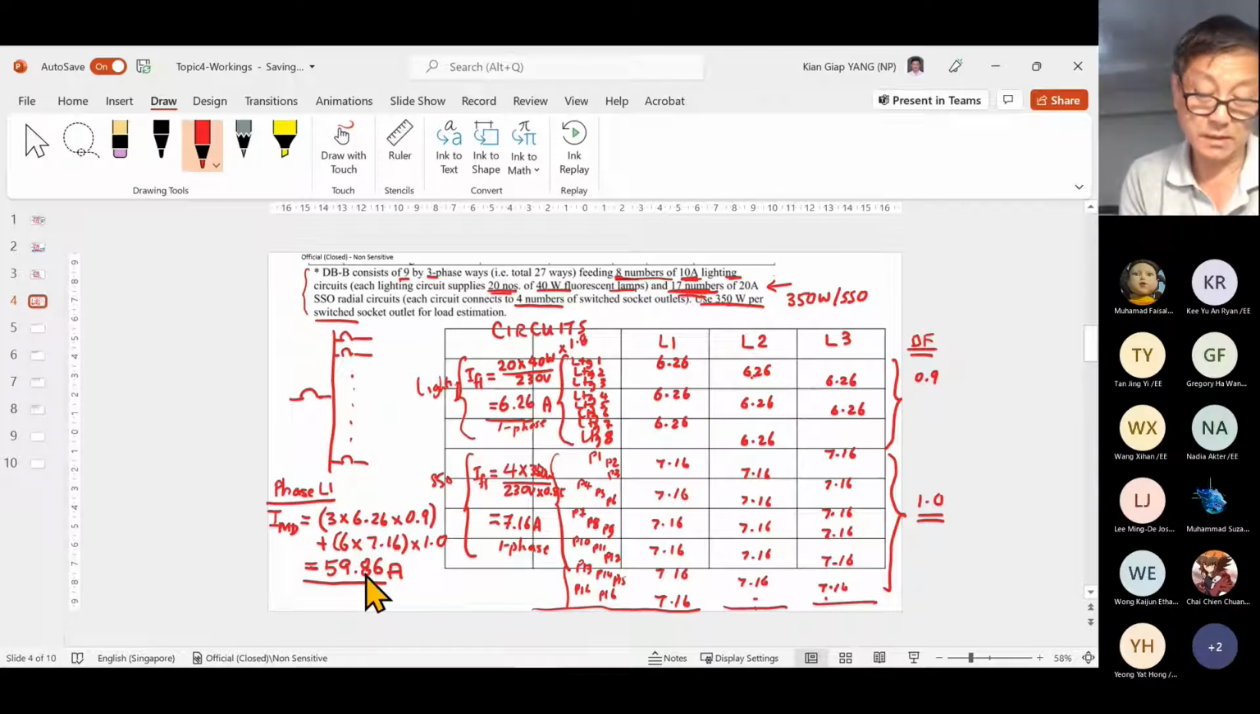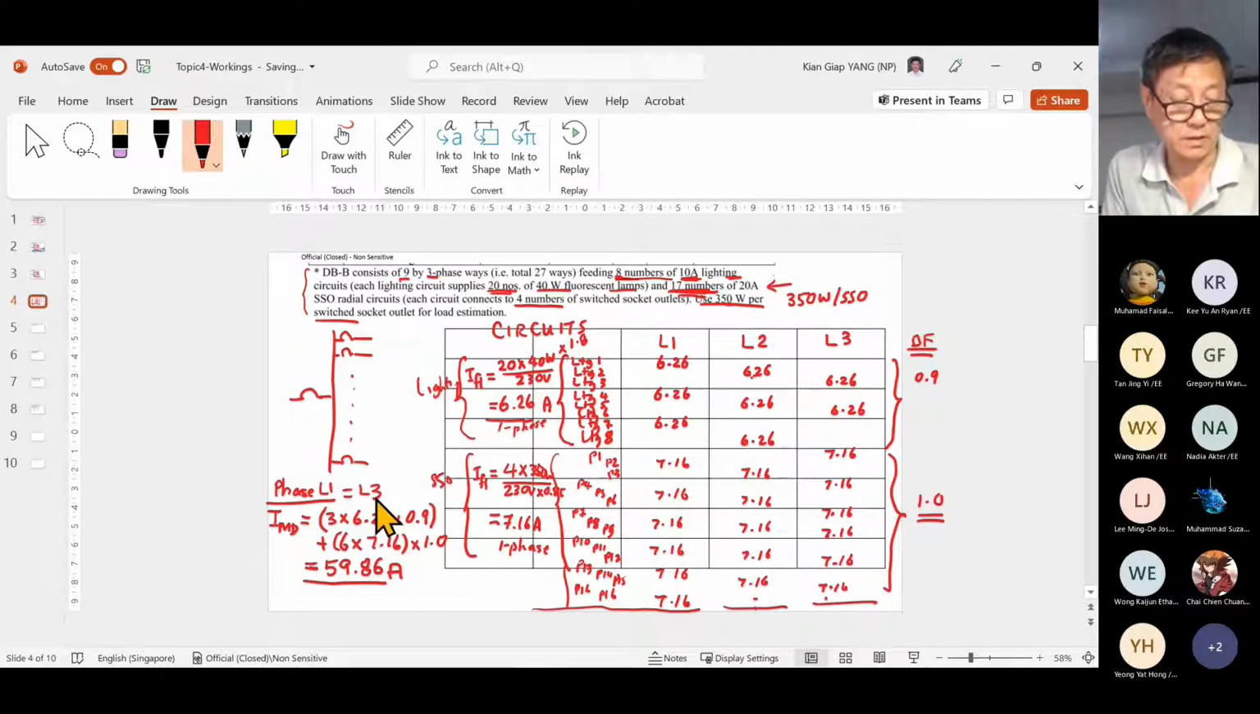Okay, that is for L1 phase. Now, L1 phase is the same as this one, also 1, 2, 3, 4, 5, 6, right? So here 6, here 6. Then here only 5. 1, 2, 3, 4, 5. So the L1 phase is the same as the L3 phase because they have the same number of circuits. So I don't need to do a second calculation for that.